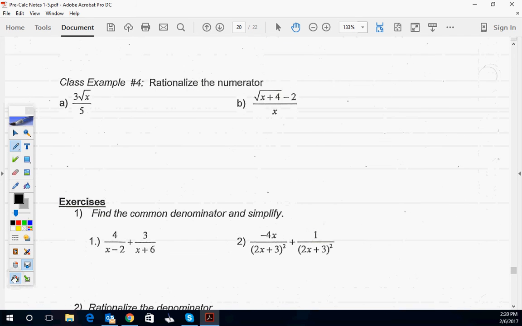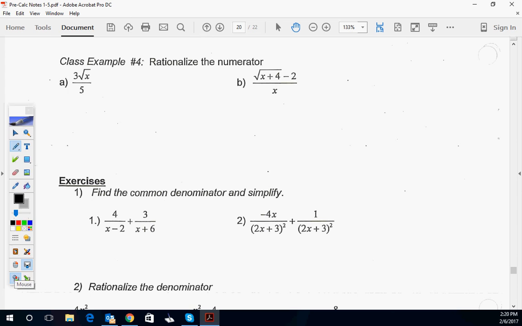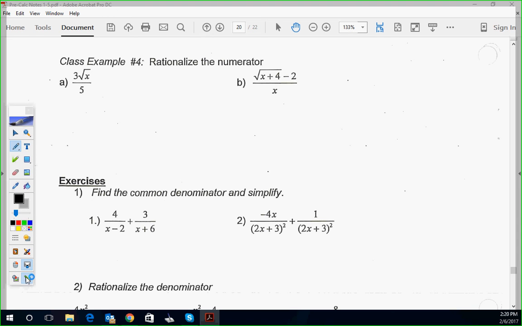So now, just for practice, they want us to rationalize the numerator. So they want the numerator not to have any radicals. Okay, so same game. We're just doing it opposite direction. That's it. 3x over 5 root x. Just asking us to do it the opposite direction.